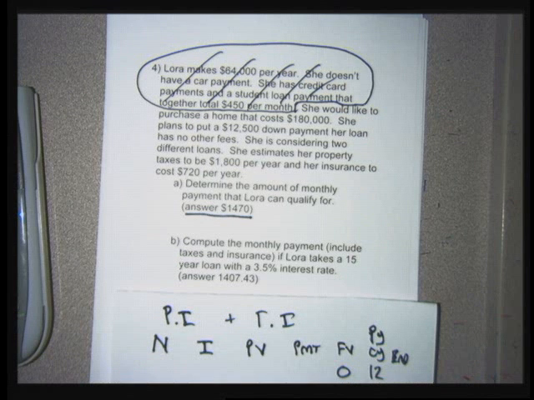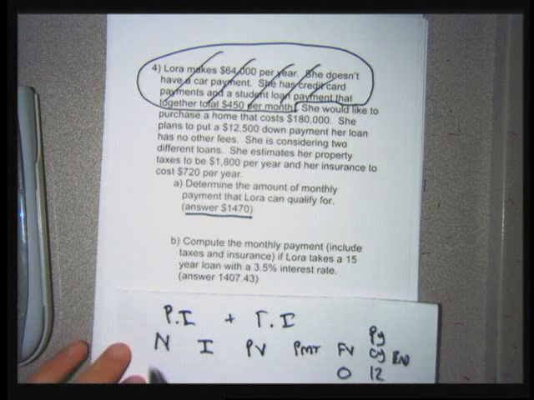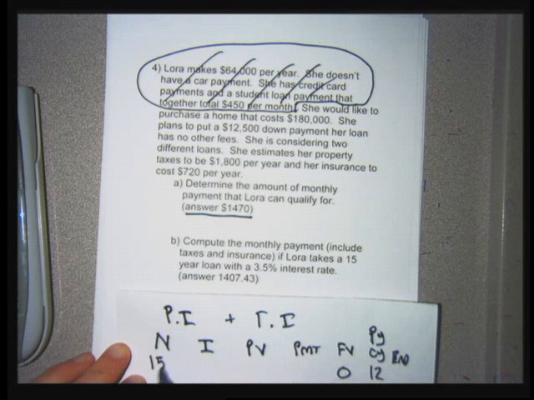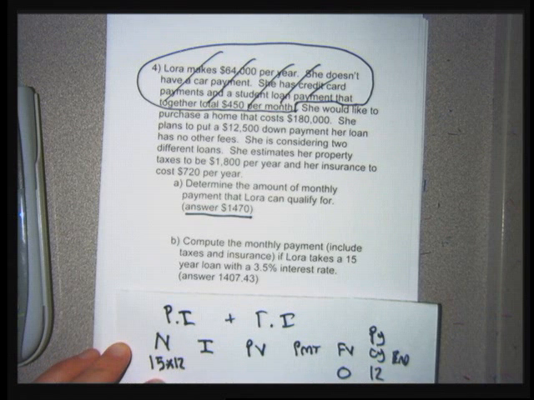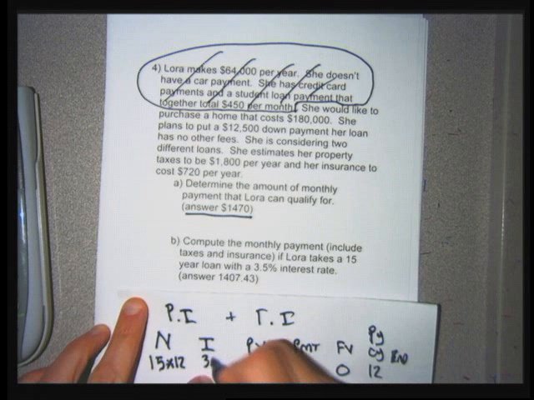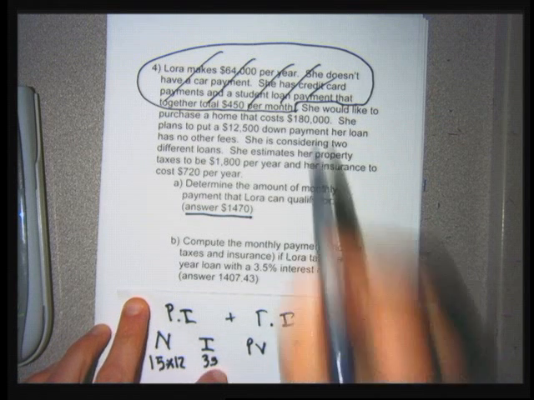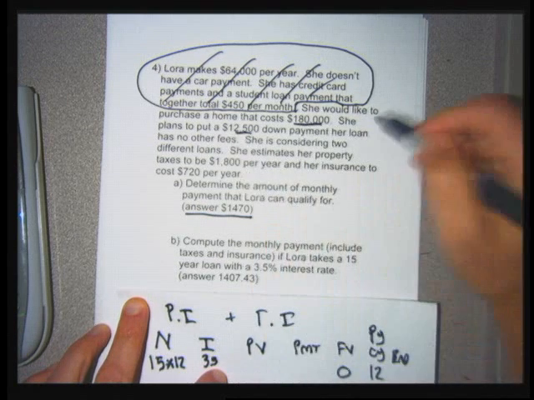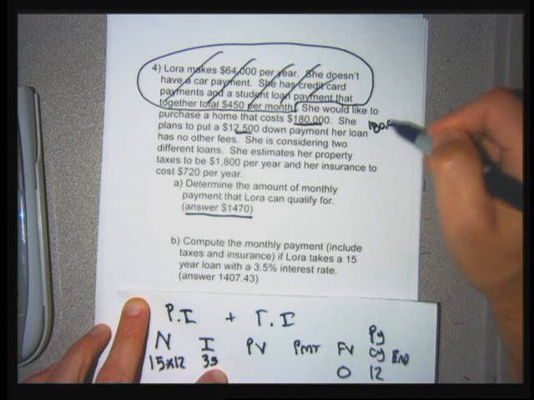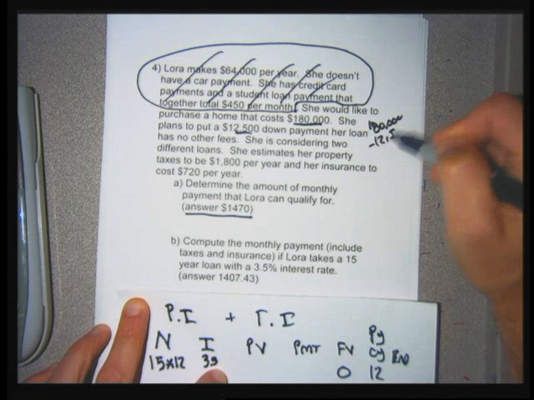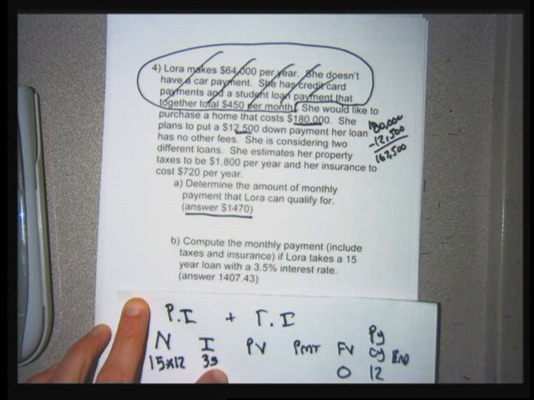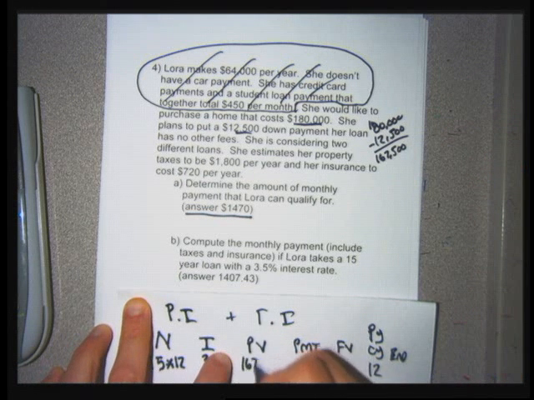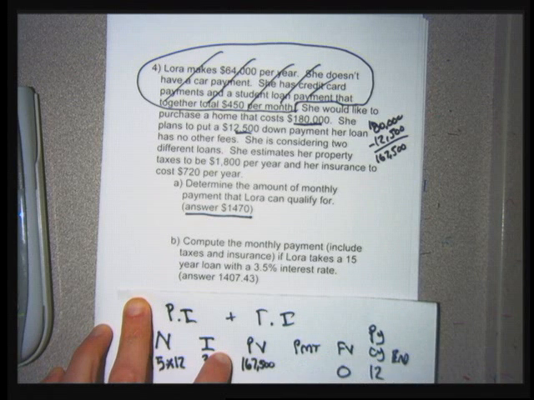So to do the principal and interest portion of Laura's payment, if she takes a 15-year loan at a 3.5% interest rate, the N isn't going to be 15. 15 would look like 15 months. The N's actually going to be 180, which I get by taking 15 years times 12 payments per year. The 3.5% goes in as the interest rate, and the PV is the loan amount, the difference between the $180,000 that the house is selling for and her down payment of $12,500. In for the PV, I'm going to put $167,500, which is the amount of money that she's borrowing. Even though the house cost $180,000, she's only borrowing $167,500.